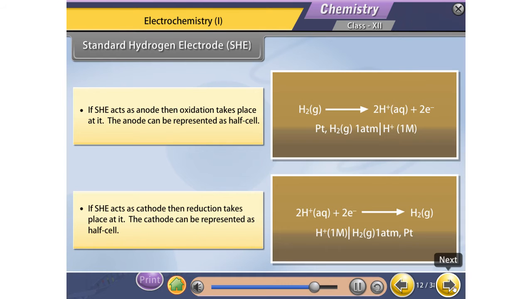If SHE acts as cathode, then reduction takes place at it. The cathode can be represented as a half cell. The electrode potential of the standard hydrogen electrode is taken as 0.